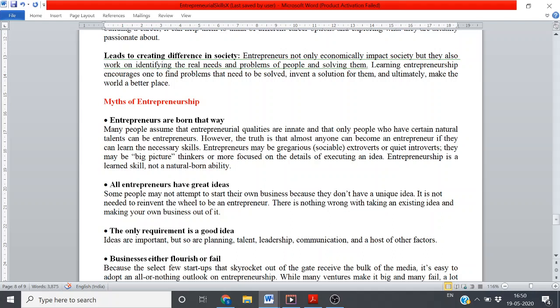The only requirement is a good idea. People say the only thing needed to be a good entrepreneur is just a good idea. No, there are so many things like planning, talent, leadership quality, communication, and a host of other factors.